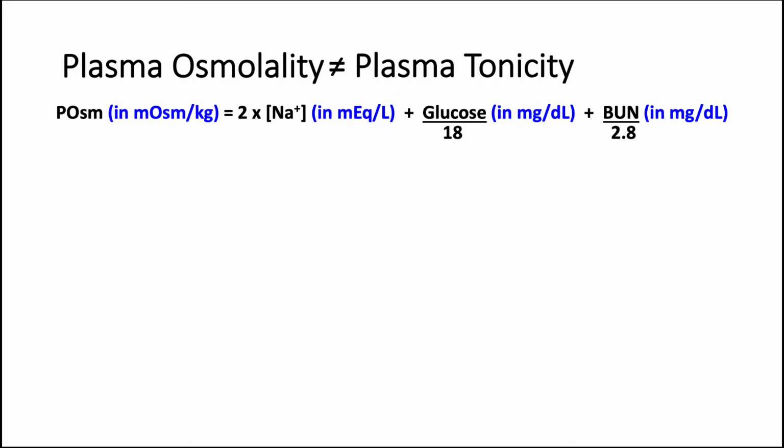Glucose doesn't cross cell membranes when there is absence of insulin, so in diabetes. But urea does cross cell membranes. Therefore, urea doesn't contribute to the tonicity or effective osmolality. So when we're talking about tonicity, we're talking about effective osmoles, the ones that can shift water because they cannot cross cell membranes. So urea doesn't do that.